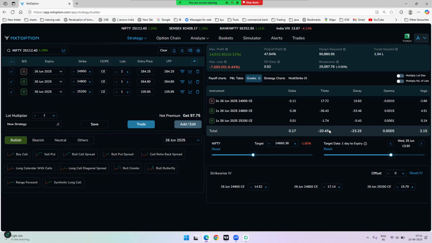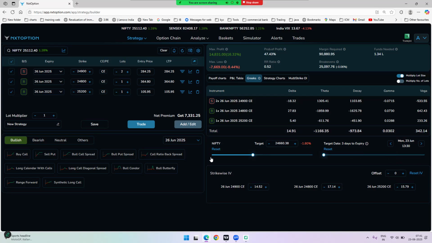Theta basically tells you how much premium you're going to lose in a day if you deploy this strategy. So here for us, the theta is 20.45. That would be the decay for the day. Now you want to know per lot how much you're going to lose. So let us reset it here. Reset the Nifty to 25,100 levels. Yeah, so I brought it back to the spot level.